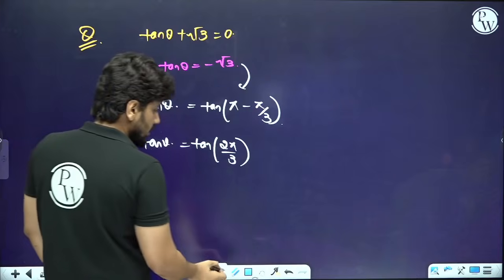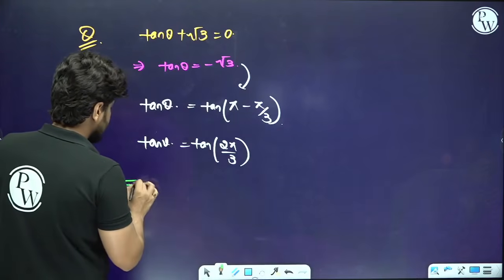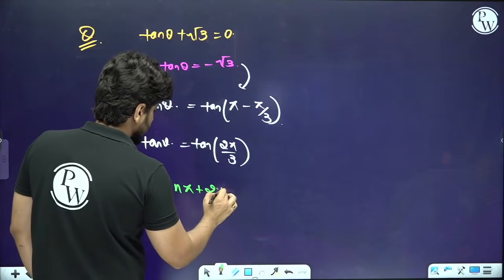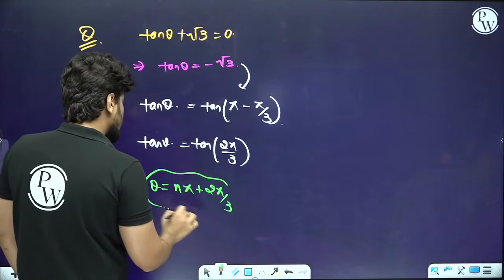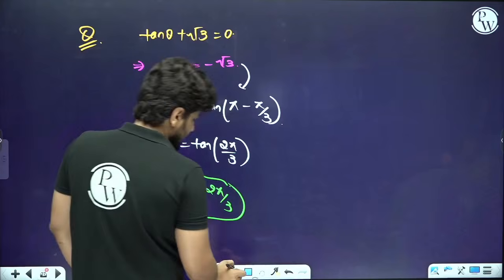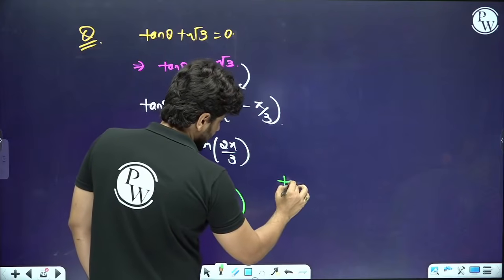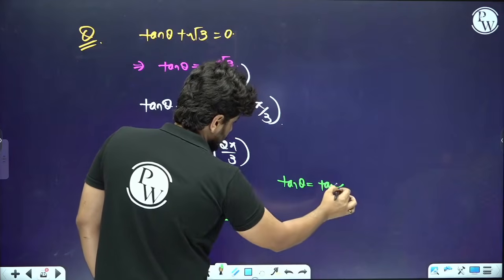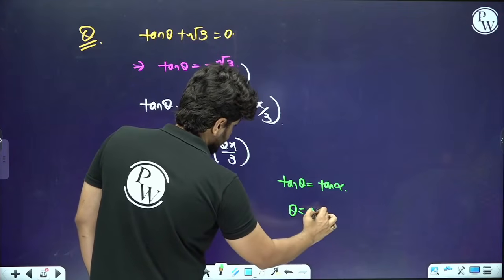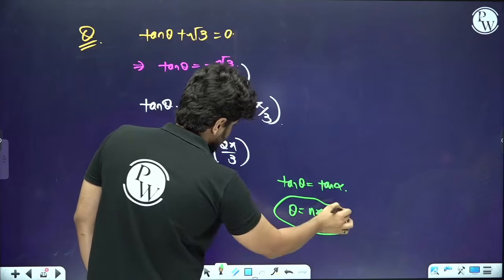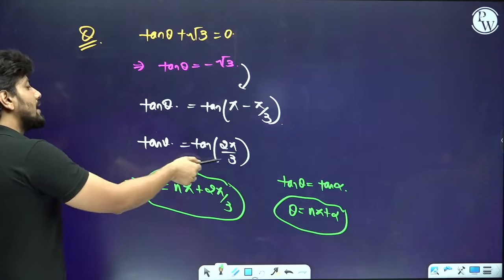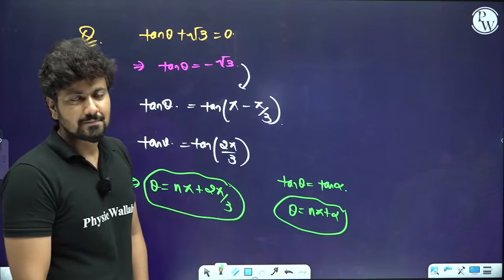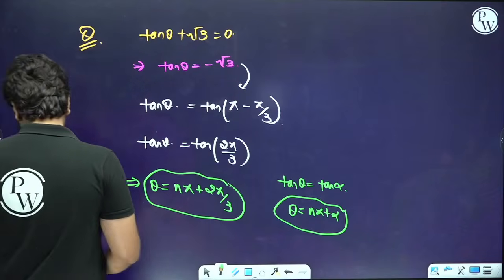So now we can generalize this thing. We can say that theta is equal to n pi plus alpha, n pi plus 2 pi by 3. This is the generalization of tan, right? We know that tan theta is equal to tan alpha. If tan theta is equal to tan alpha, theta is equal to n pi plus alpha, right? So if tan theta is equal to tan 2 pi by 3, theta is equal to n pi plus 2 pi by 3. Simple, very, very simple.